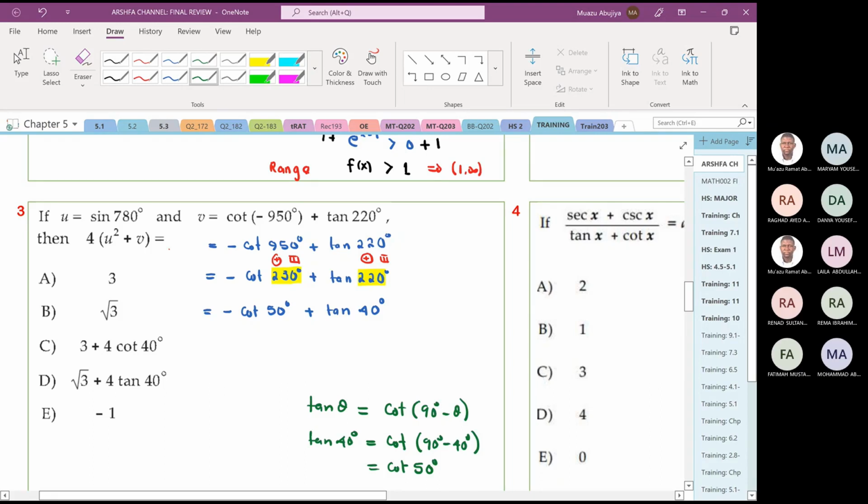They are cofunctions. So if I write this one, this shall be equal to minus the cotangent of 50 degrees. I am not touching this one. Now plus, we have cotangent of 50 degrees again. Why? Because tangent of 40 is equal to cotangent of 50. Now you can see that this and this cancel out, and the result is going to be equal to 0. So V is equal to 0.